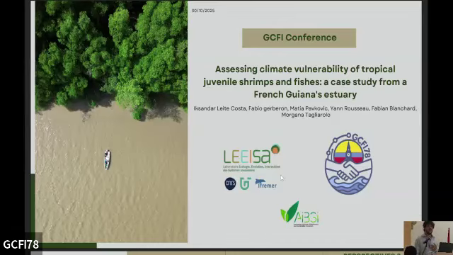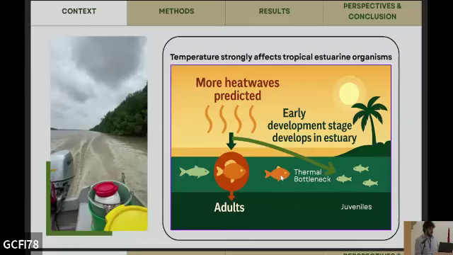So my name is Iskander. I'm a PhD student in French Guiana. I'm finishing my PhD next year, so this is about my second chapter. I'm going to talk about how warming temperatures are affecting juveniles and larvae of fish and shrimp, and how they're reacting to warming temperatures. So a bit of context: temperature strongly affects tropical estuarine organisms.